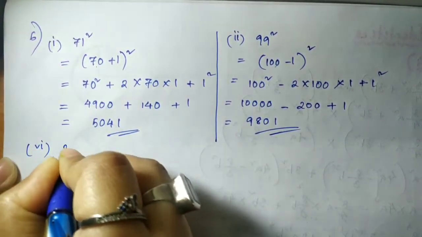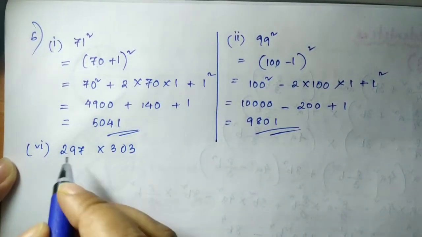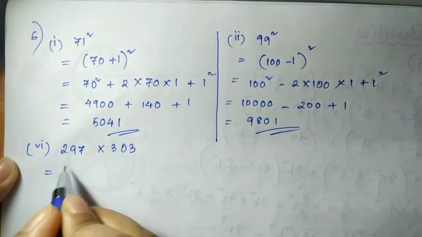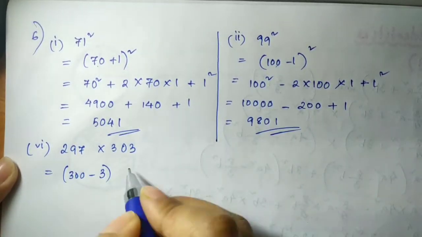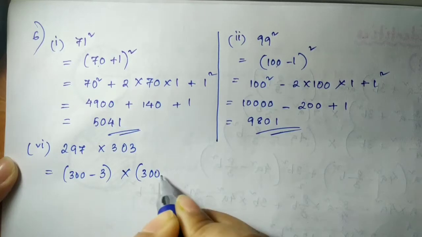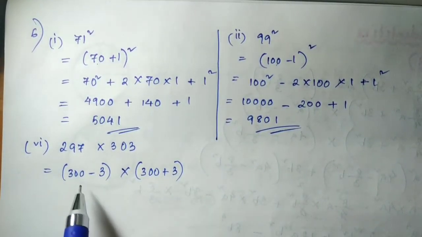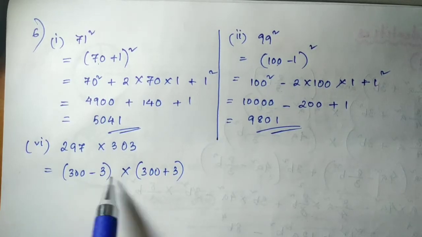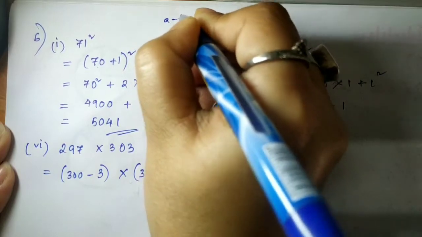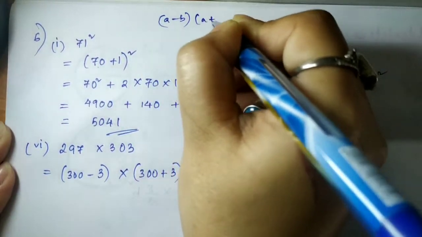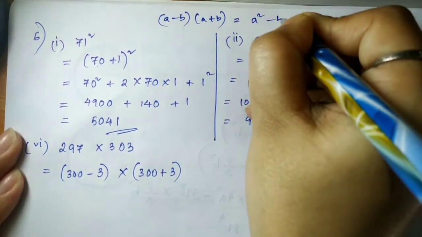6 is given as 297 into 303. How do you break the number? What can be similar? This one, can I write it as 300 minus 3? And this is 300 plus 3. Right? So is it not in the form a minus b into a plus b? And I'll just write down a minus b into a plus b. The third identity should be equal to a square minus b square, isn't it?